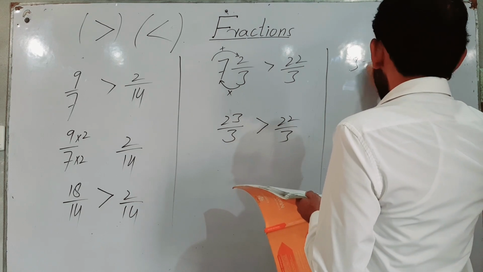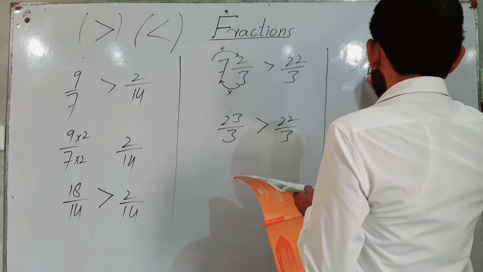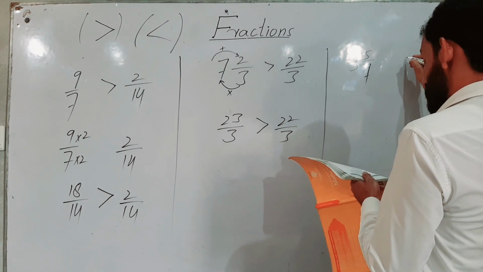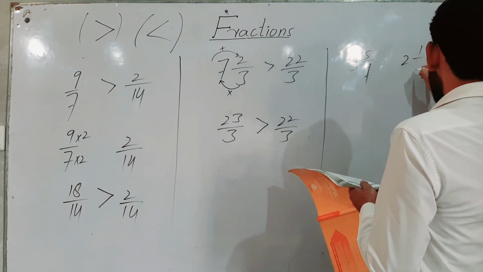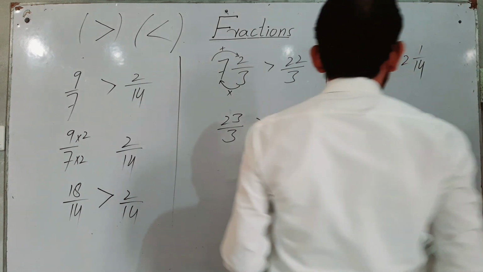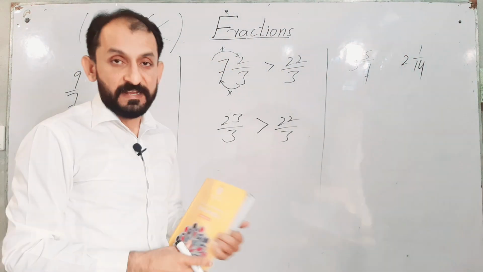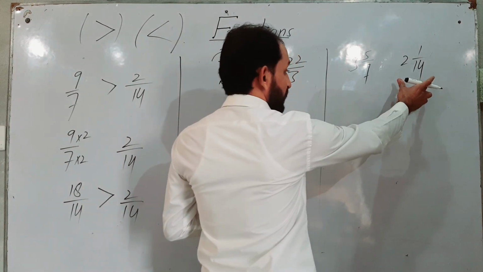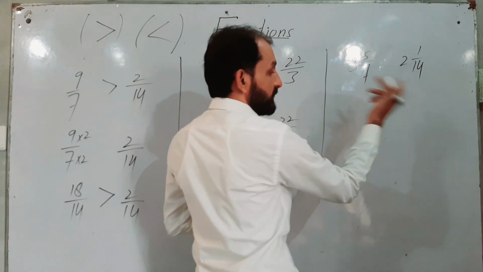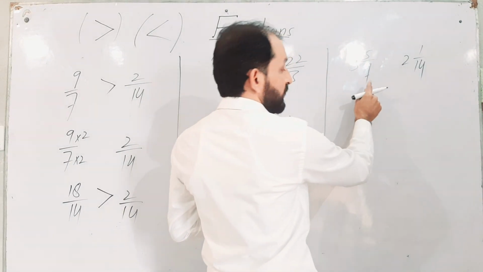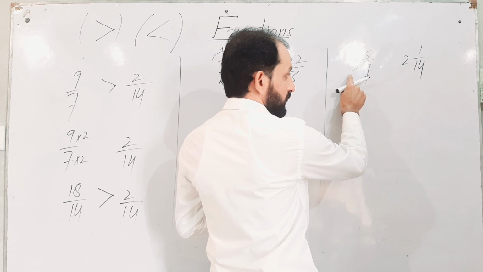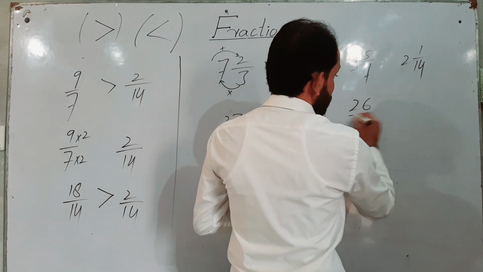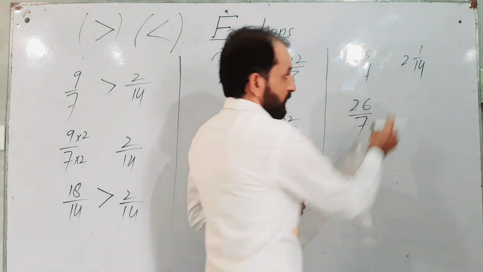3 whole 5 divided by 7 and the second is 2 whole 1 divided by 14. Now we want to check which side is greater. Both belong to the mixed fractions. We will just convert them into improper fractions. How can we convert them? 7 3s are 21. Then we will add 5. That will become 26 divided by 7.